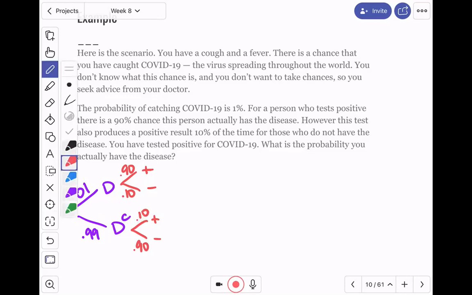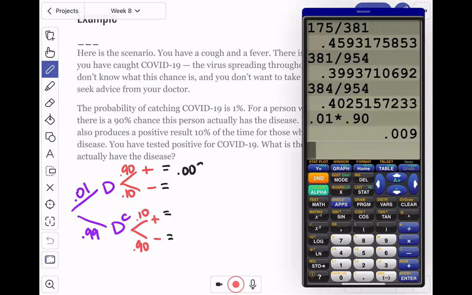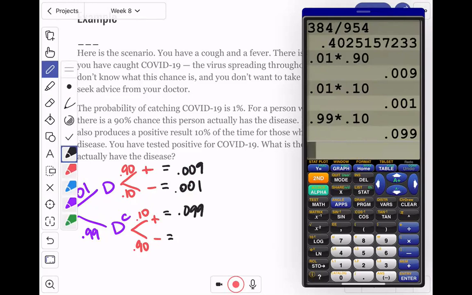Right? So now, if I want to calculate the actual probabilities, I just multiply the branches. That's all I have to do, is multiply branches. That's how this works. So I'm going to multiply 0.01 times 0.90. So in this first branch, this is 0.009. 0.01 times 0.10, this is 0.001. Again, if I add these two branches up, what do they add up to? That 1% sitting out here. Now, the other branch, 0.99 times 0.10 is 0.099, and then 0.99 times 0.90 is 0.891. Again, add those up, you get your 99% on the outside, right?